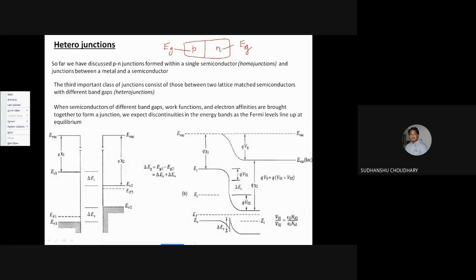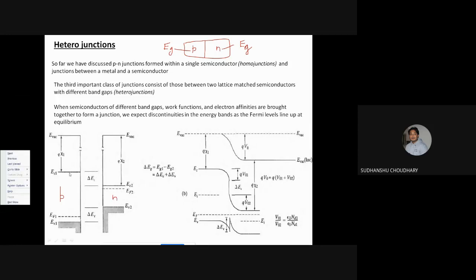Okay. Now a semiconductor junction can also be formed when the band gap on both the sides are different. Okay. So for example, in this case, this is my p-type semiconductor and this is my n-type semiconductor.